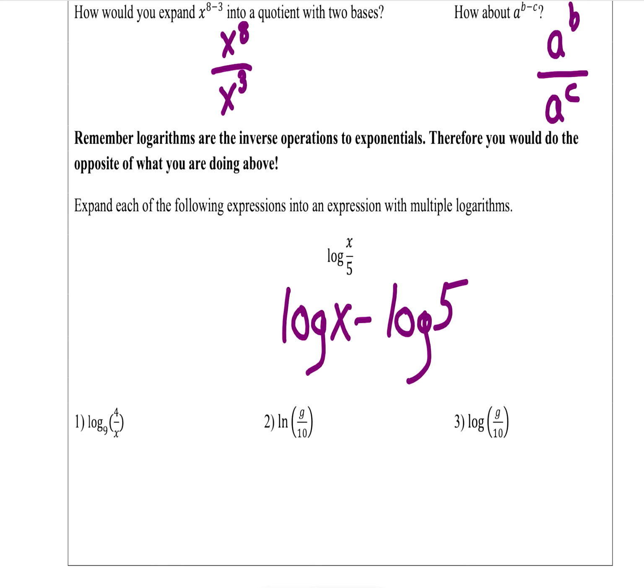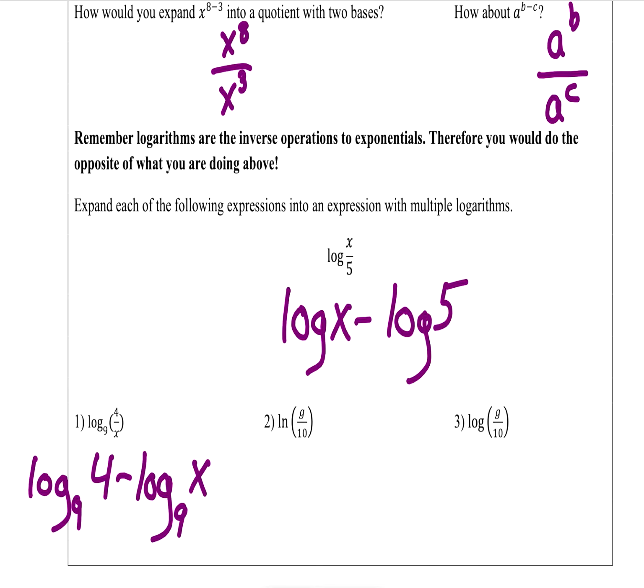And I'll do number 1 with you guys, and then you guys can do 2 and 3. So number 1 has log base 9, and we're dividing 4 over x. So that would just be 2 logs that are being subtracted. So it'd be log base 9 of 4 minus log base 9 of x. And we can't simplify either of those logarithms further, so we would just leave it like that. So I want you guys to pause the video and do 2 and 3.